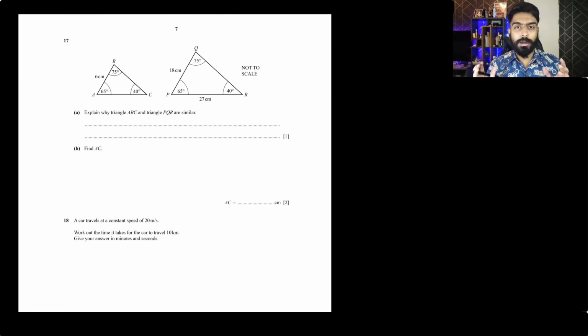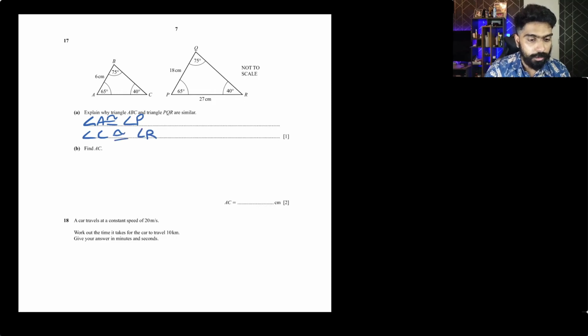Alright guys, welcome back to part number 3 in this trigonometry question. So continuing with question number 17. Explain why triangle ABC and triangle PQR are similar. If we take a look at it, we see that angle A is congruent to angle P, angle C is congruent to angle R, and angle B is congruent to angle Q. There we go, pretty much it.